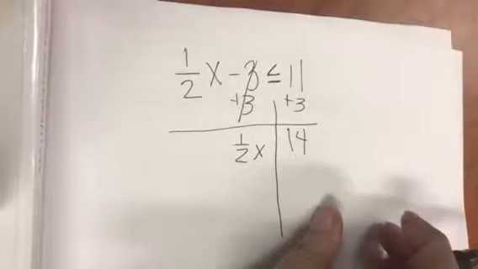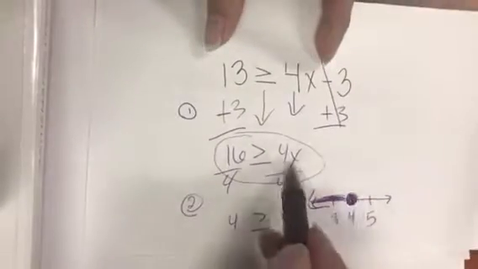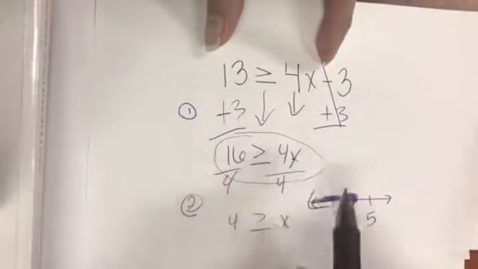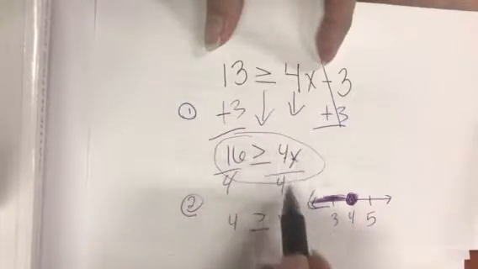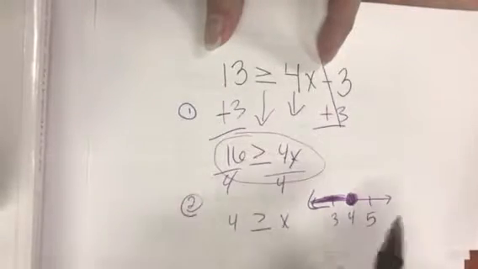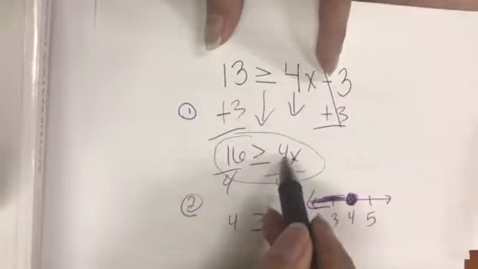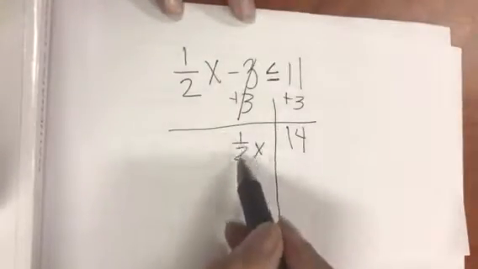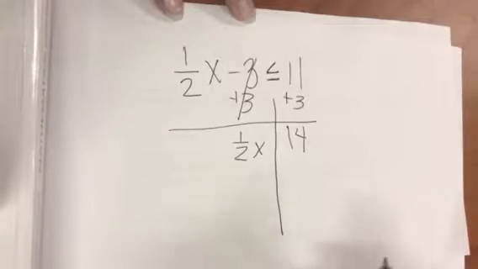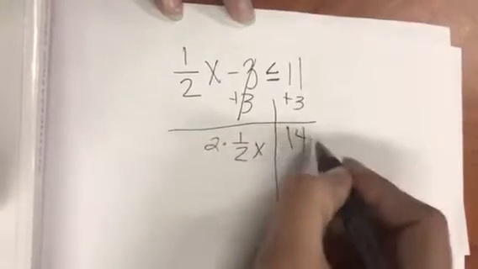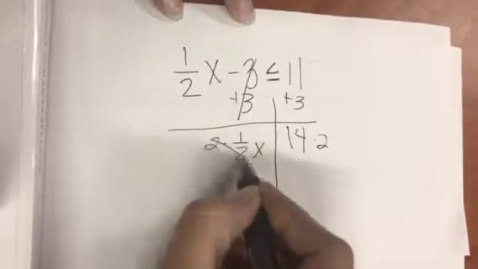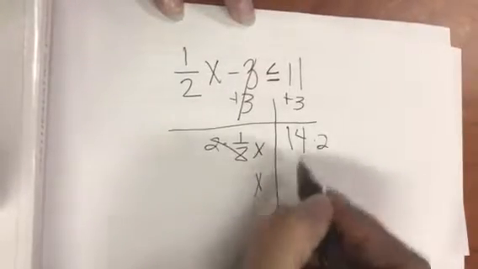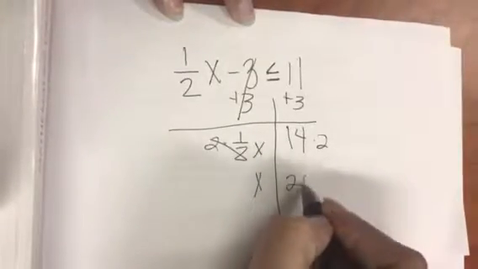Now, this is where it gets a little tricky. Over here, what did we do to get rid of this 4x? We divided by the 4 to get rid of the 4. We didn't really get rid of it, it turned into 1. This operation is multiplication, so we did the inverse, which is division. Well, here we have division. What is the inverse? Multiplication. So you're going to multiply by 2. This will turn into 1, so I'm left with 1x, and then 14 times 2 is 28.